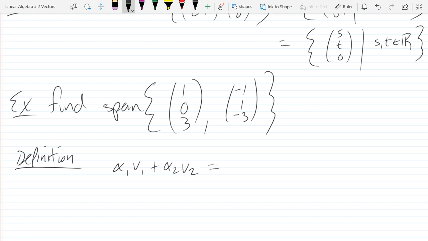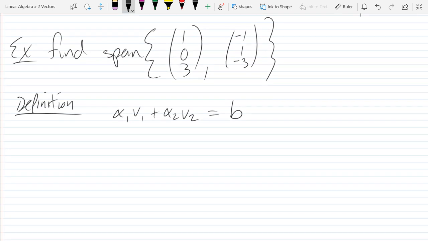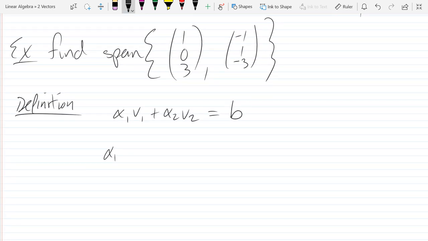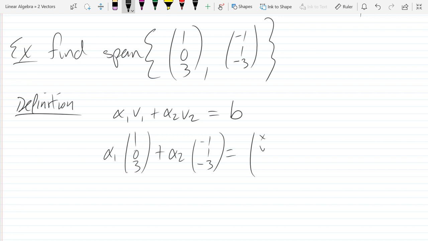Now I want to know what type of vector or point can I make. So I'll just call that b. I want to know what type of vector can I make from this combination. So we have alpha 1 times 1, 0, 3 plus alpha 2 times negative 1, 1, negative 3 equals. Now, I don't know what should be over here for b, so I'll just go x, y, z. I could write a, b, c in there, or really any three letters I want.